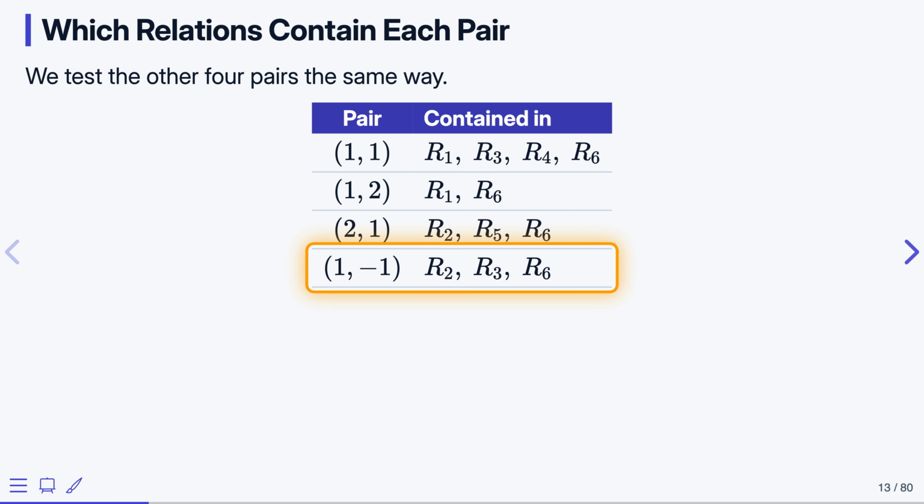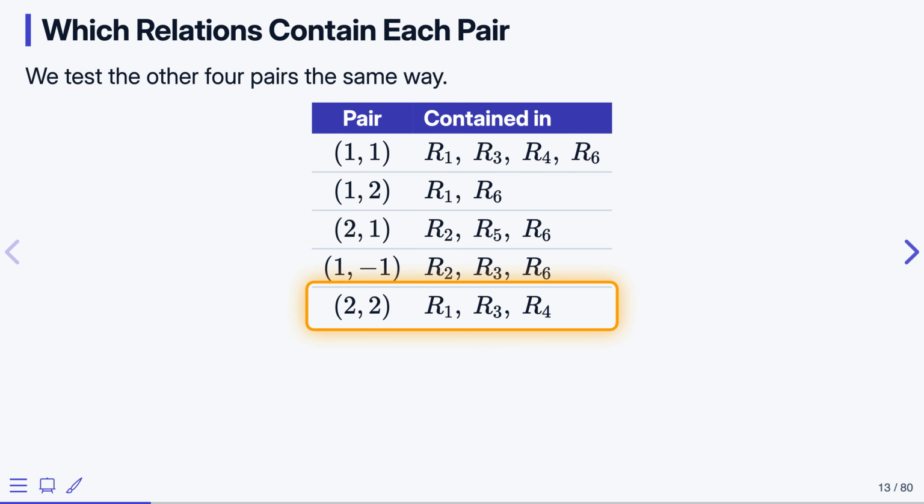The pair 1, minus 1. 1 is greater than minus 1, so it is in R2. 1 equals minus of minus 1, so it is in R3. And 1 plus minus 1 is 0, so it is in R6. The pair 2, 2. 2 is less than or equal to 2, so it is in R1. 2 equals 2, so it is in R3 and in R4. But 2 plus 2 is 4, which is more than 3, so it is not in R6.